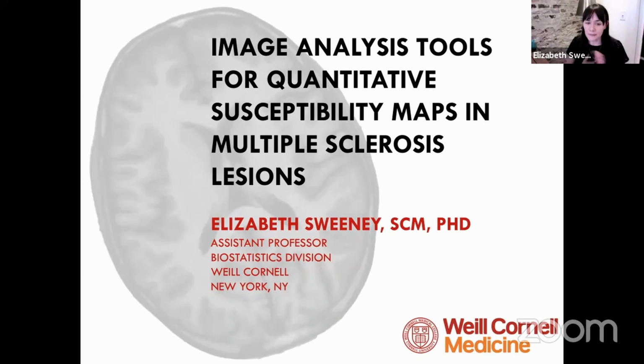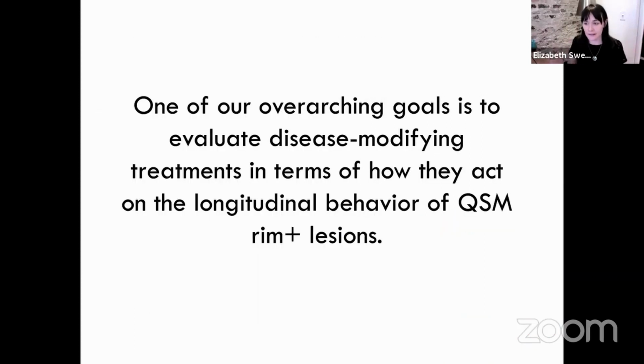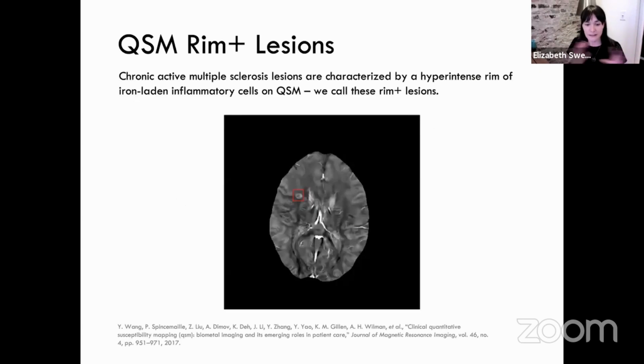Great. So I'm going to be talking about image analysis tools for quantitative susceptibility maps in multiple sclerosis lesions. But I'm going to motivate this by what Susan talked about before. One of our overarching goals is to evaluate disease-modifying treatments in terms of how they act on the longitudinal behavior of QSM rim-positive lesions. Susan gave a great introduction to these chronic active multiple sclerosis lesions. This is kind of a biomarker, and we'd like to see how treatment acts on this biomarker and the longitudinal behavior of it. So this is one of those QSM rim-positive lesions right here.